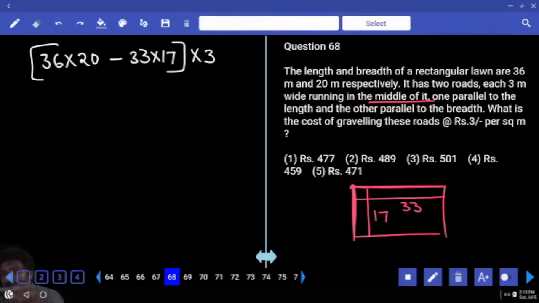0 minus 1 ends with 9, into 3 ends with. How many options are there?